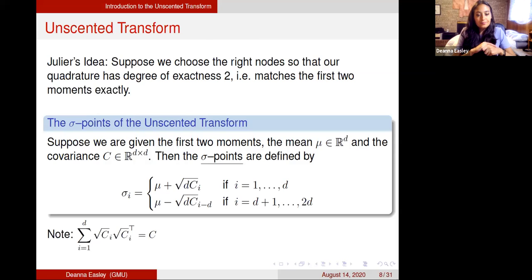So basically, when we're given a distribution, these transforms can be used to approximate the mean, covariance, and then with our transform, the skewness and kurtosis.